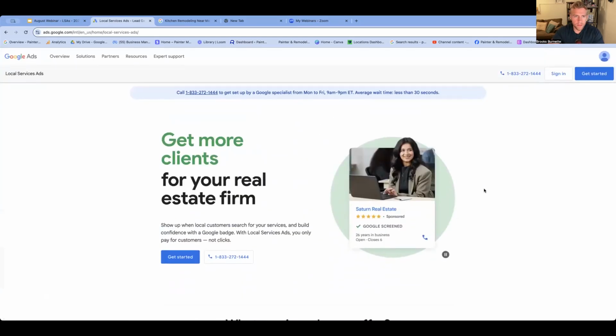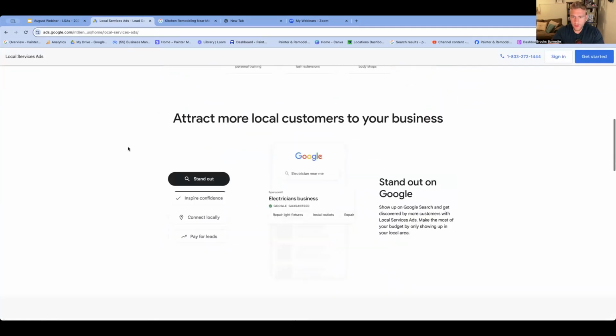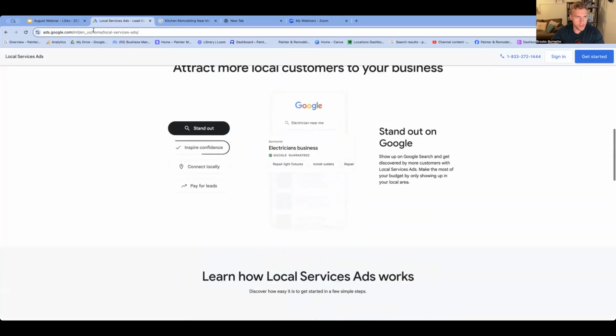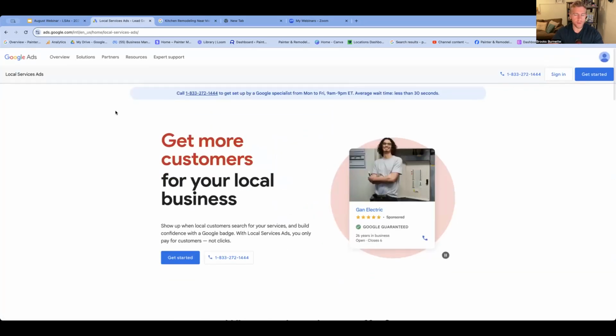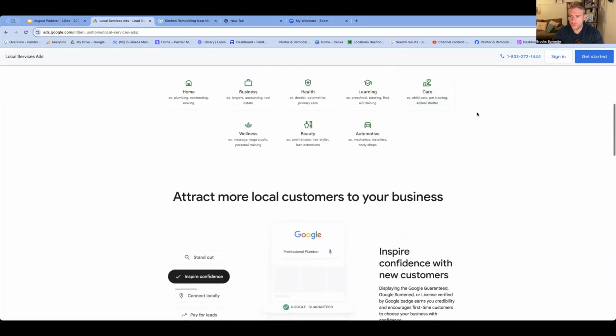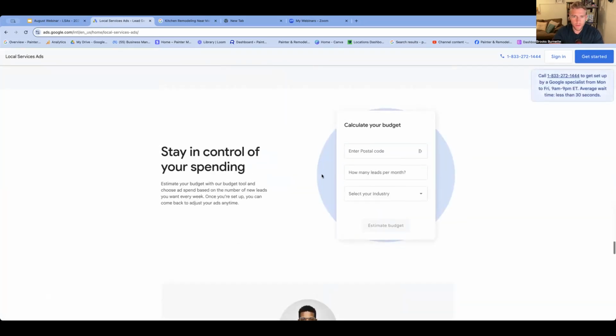Now, one thing here that a lot of people don't know about: if you come to the regular local service ads page and scroll to about midway to the bottom, you have this calculator. This calculator is a tool that you can use when coming up with your budget. You just follow the prompts here and enter your postal code. I'm going to just do my postal code, just to make it easy.